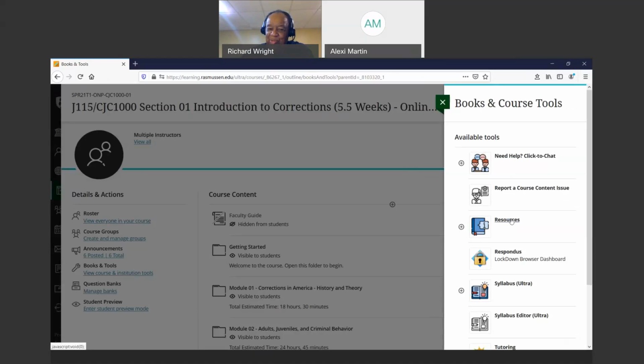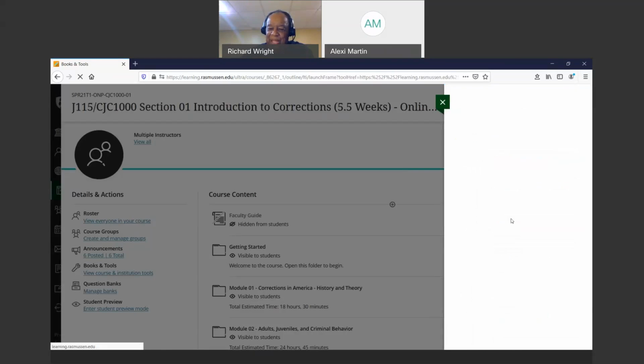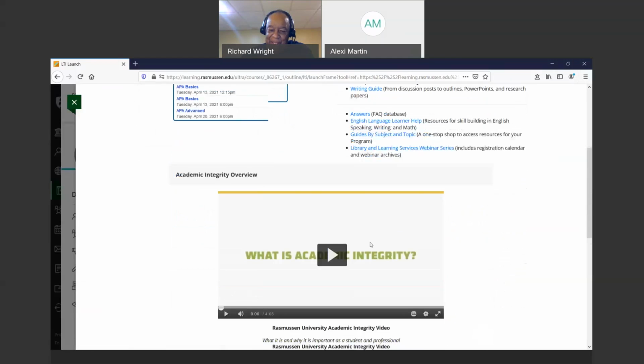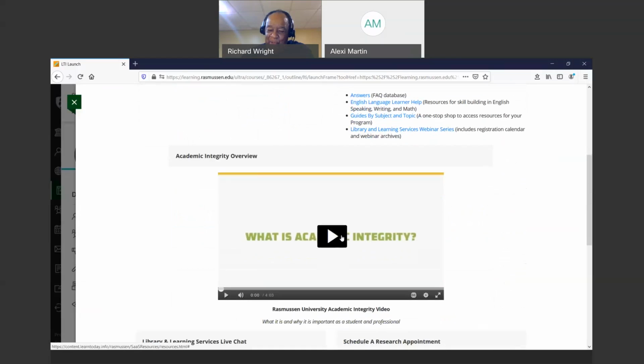Resources is where you can find information that relates to various issues, such as APA, Paralegal Blue Book. You know a little something about that, don't you? Am I right, Alexi? And Grammarly, all papers are run through Grammarly to check. And then a writing guide. And these are different things. And then there's a video on academic integrity, which we're going to go over in just a few minutes.